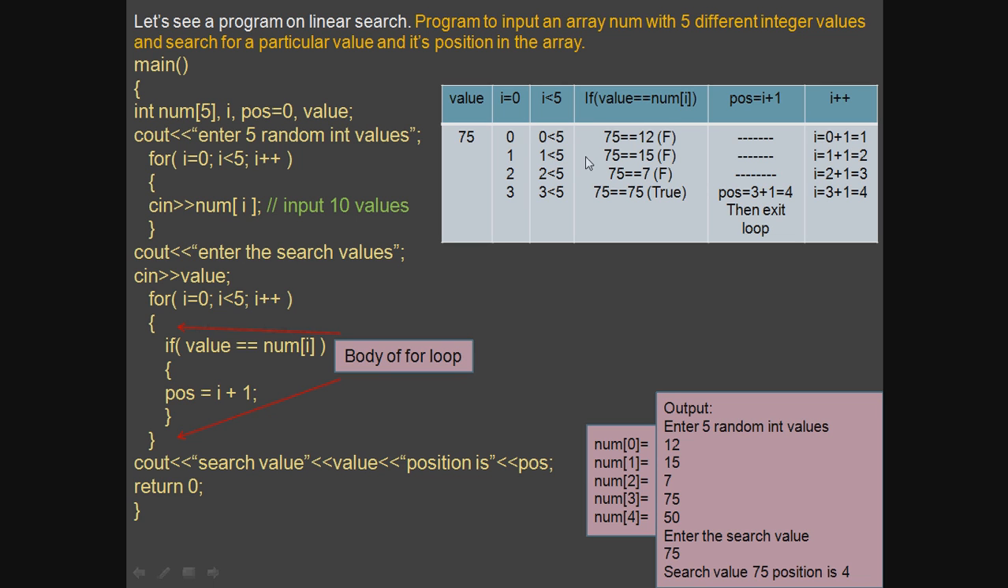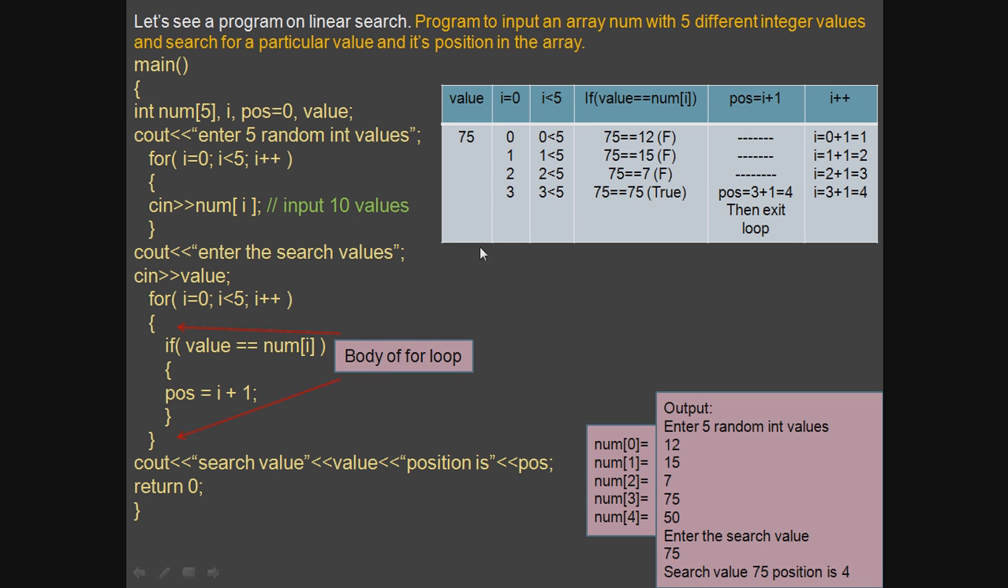Again after that, if value equals num[i]. So now num[i] means num[1], right? Again the value 75 will be tested with what is stored in num[1]. Num[1] stores the value 15, so 75 will be tested with 15. Is 75 equal to 15? No, right? So again the body of this if block will not be executed, and the counter variable i will get incremented by 1. So 1 plus 1, 2. Now the value of i is 2.